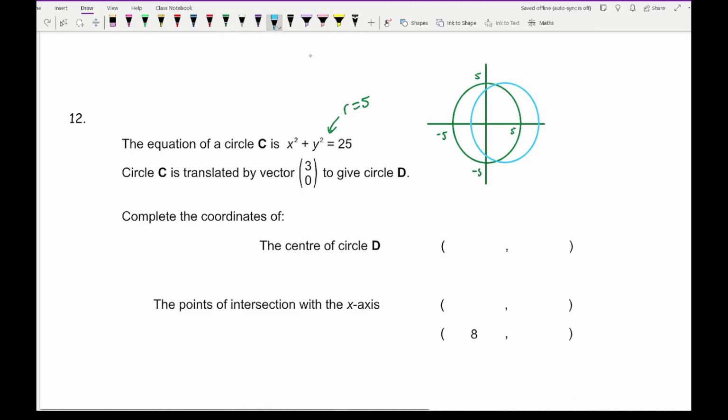Now we're shifting it 3 squares to the right. So then that's going to be -2. That's then going to be 8. This is still going to be 5. And that's still going to be -5. And the center is now going to be at (3, 0). So here the center then is at (3, 0). Now where does it cross the x-axis? Well, I'm looking for this coordinate here, which is (8, 0). And this coordinate here is going to be (-2, 0). And there are my final answers.